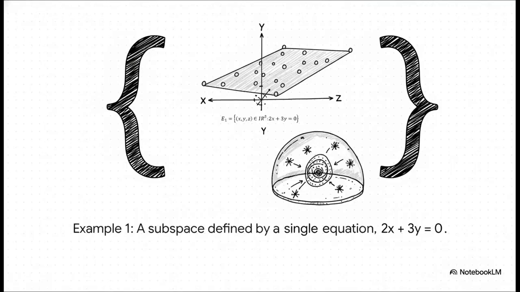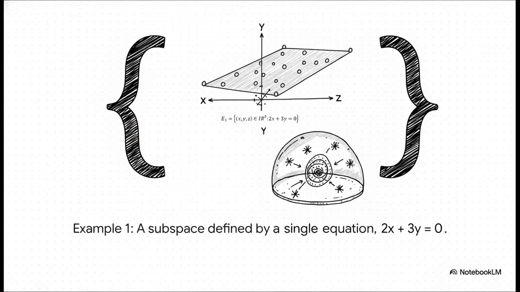And this is where the abstract idea gets real. This, E1, is straight from the tutorial. It describes a set of points in 3D space. But not all the points. It's an exclusive club for only the points that obey this one law. 2x plus 3y equals 0.